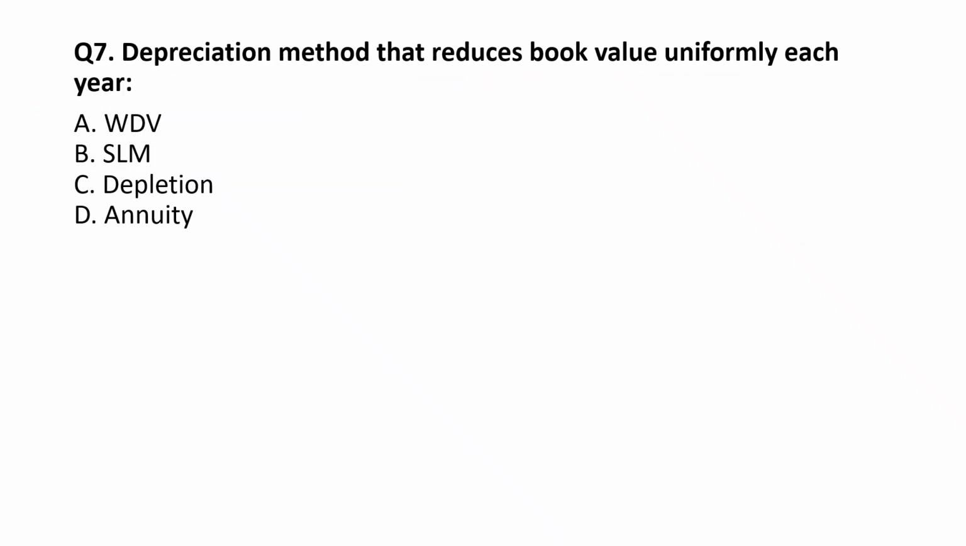Depreciation method that reduces book value uniformly each year. Options, written down value, straight line method, depletion or annuity method. Correct answer है यहाँ पर option B, that is straight line method, क्योंकि यहाँ पर आपका हर साल का, that means annual depreciation same होता है. So हर साल जो आपकी book value है वो uniformly reduce होती है. So correct answer is option B.